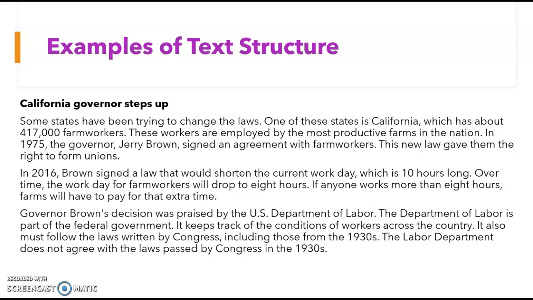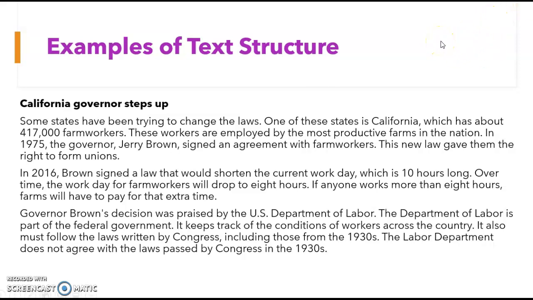Because I know that I read the problem and now I'm moving into what the solution might be. Let me keep reading. Governor Brown's decision was praised by the U.S. Department of Labor. The Department of Labor is part of the federal government. It keeps track of the conditions of workers across the country. It also must follow the laws written by Congress, including those from 1930s. The Labor Department does not agree with the laws passed by Congress in the 1930s.